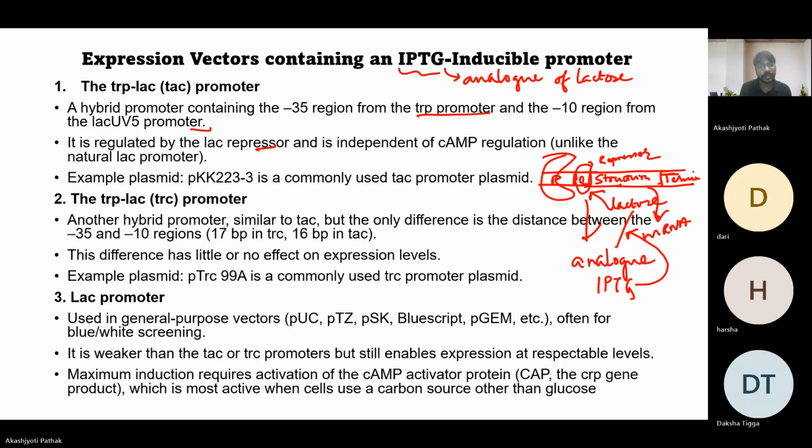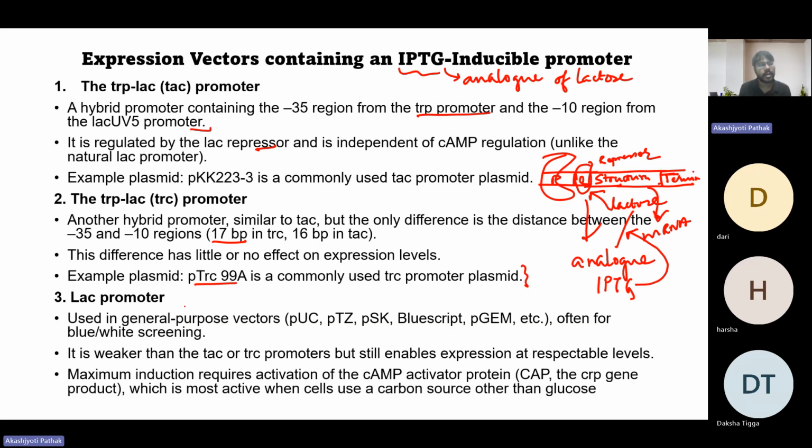So 17 base pairs is the distance between the TRP and lac regions in TRC, and 16 base pairs is the distance between the TRP and the lac UV5 promoter in the TAC promoter. Okay, so these are things you have to remember. pTRC99A is an example, and the most commonly used is the lac promoter.